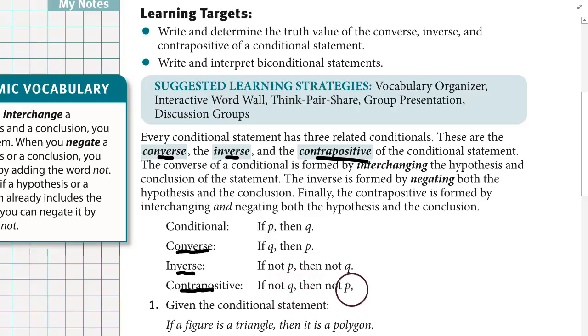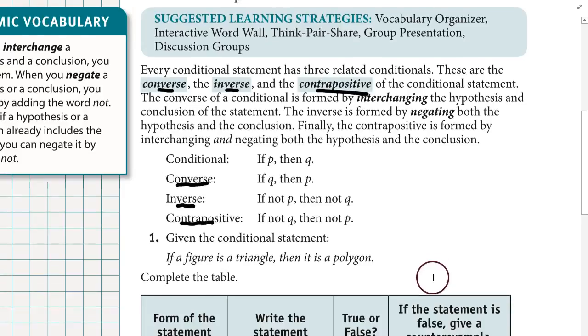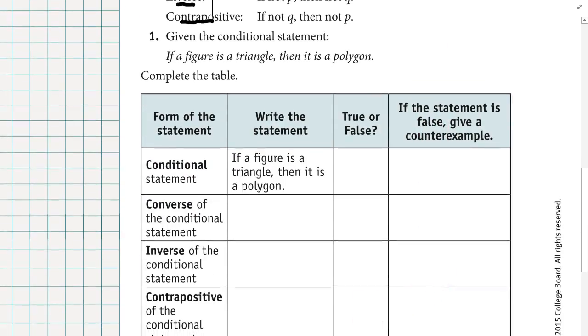Again, with just the letters Q and P, there's not a lot of meaning to this. So let's look at this as an example with actual phrases, with an actual real sentence. If a figure is a triangle, then it is a polygon. This is a true sentence about a figure called a triangle.